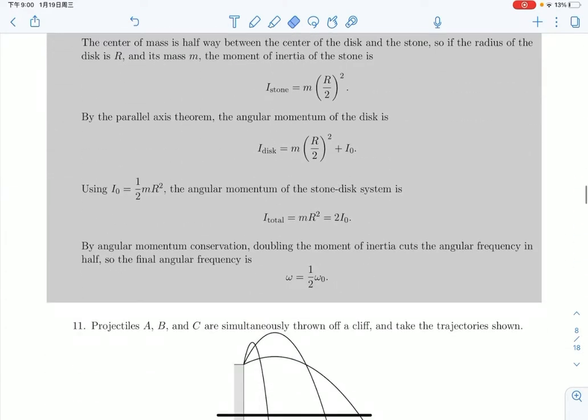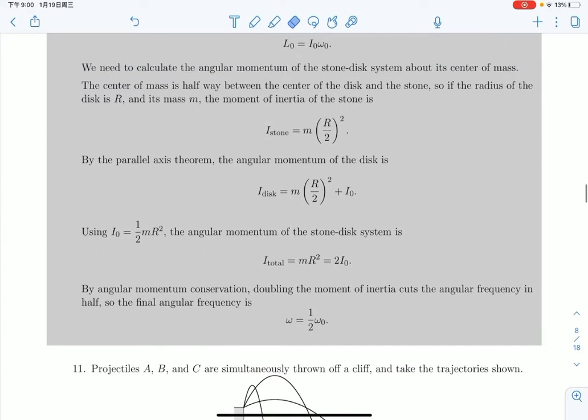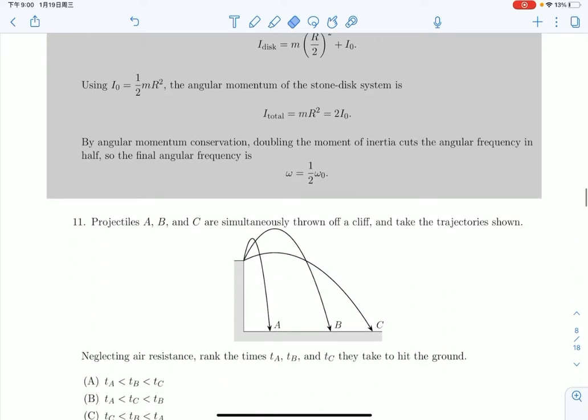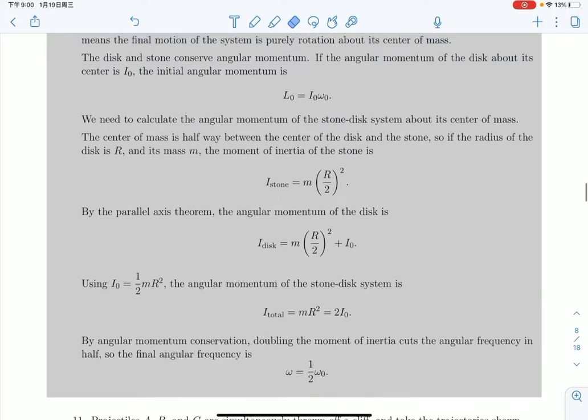I don't know why they make the test this hard this year. I don't know why. What is the point?